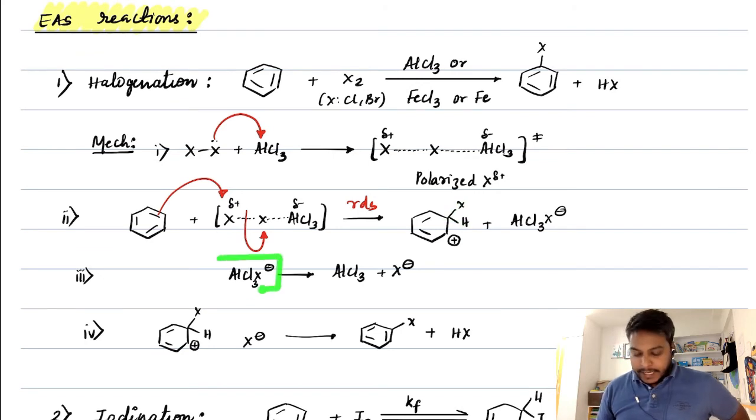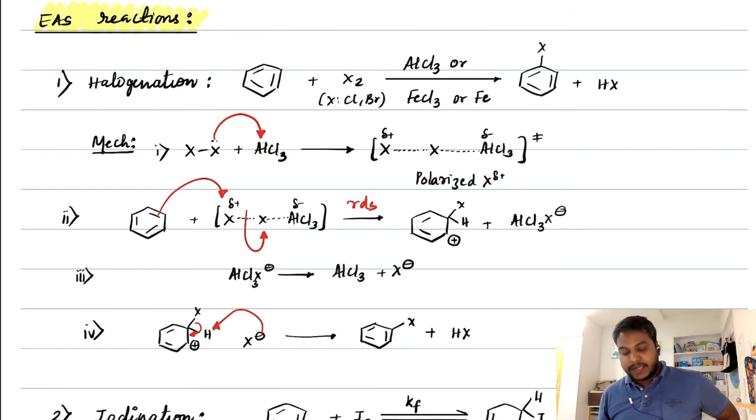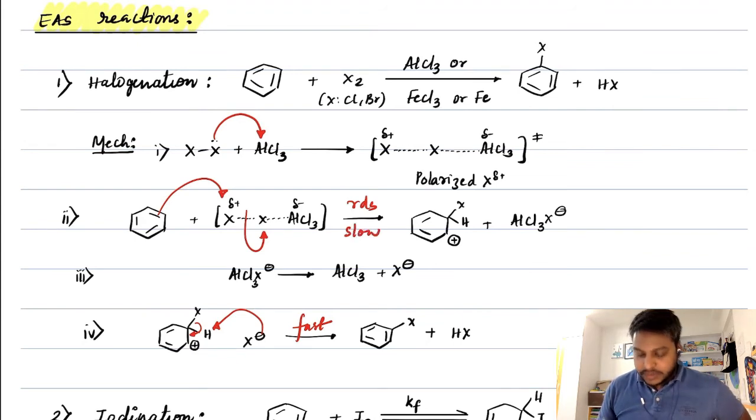Okay, and AlCl3X minus is unstable, so AlCl3 will come out with X minus here, and this X minus acts like a base and extracts the proton, which will retain the aromaticity in the last step. And like I said, in most cases it is the fast step, and the second step which I have written is the slow step. Clear, students? So honestly, it is only 2 steps, but we have written these 4 steps mainly to understand how the electrophile is actually generated, and finally how the benzene retains back its aromaticity. So that's how you will get the halobenzene eventually.